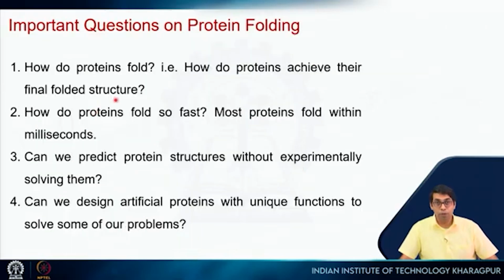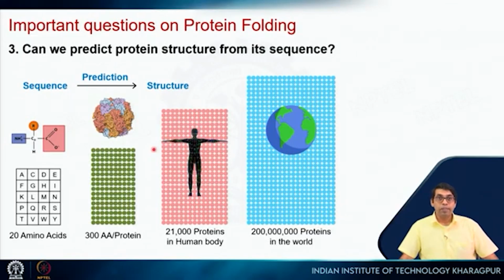Since proteins can fold and since all the information is present in the primary sequence of the protein, can we predict protein structure if we know the sequence of a protein? And that is very important because it turns out that, so these are just some numbers, right?